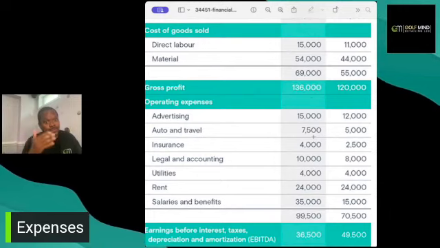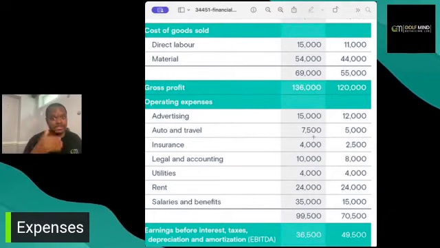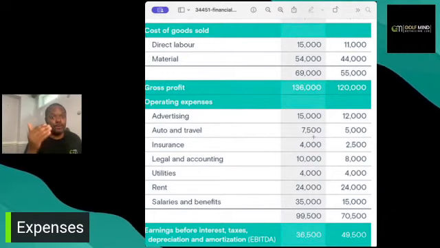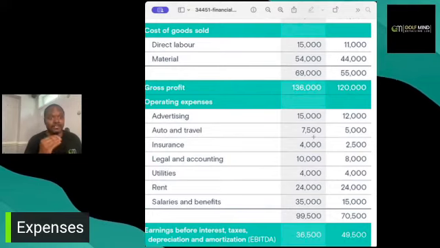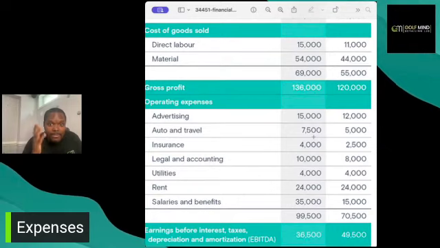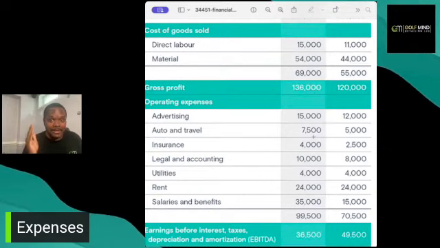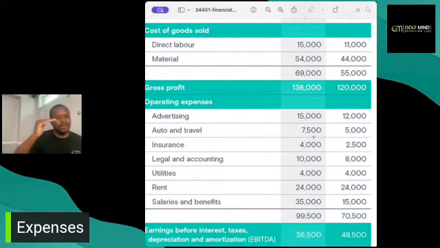Auto and travel could be the fact of you going to network or go to trainings and courses, or even going to the client's home to install the lamps and lights and the materials provided for the service. Insurance, you got to have insurance for your company if you damage anything. So these are things that you have to constantly jot down.